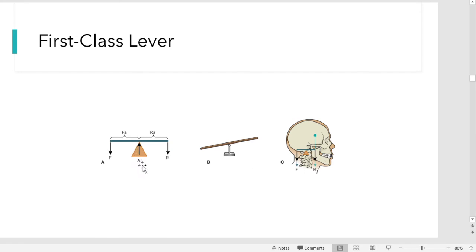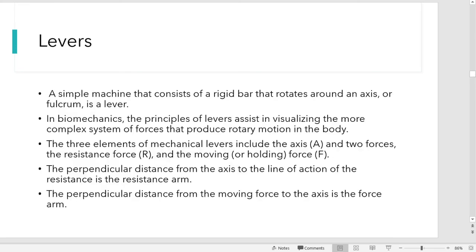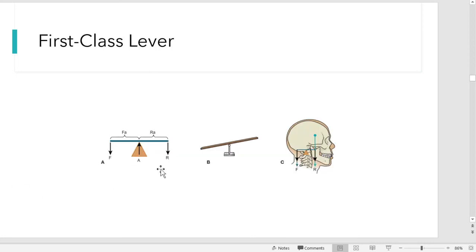First class lever system wherein the fulcrum is located at the middle, the resistance arm is located on one side, and the force or the effort arm is located on the other side. So if we are going to use now the definition of the perpendicular, the resistance arm and the force arm here, let's take for example, this is the force. So the distance from A to this one, this is your force arm, and from here to here is your resistance arm.